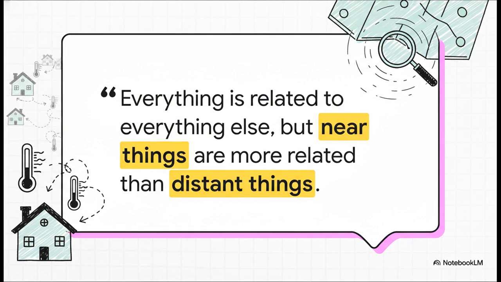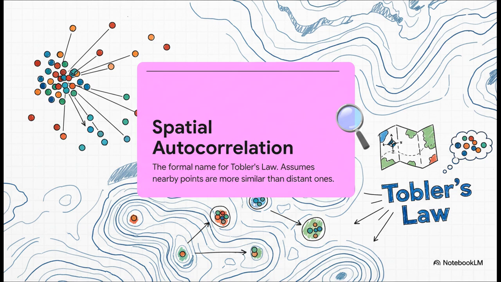The house next door is probably more like your house than one across town. This simple, powerful idea is the bedrock of everything we're doing. It's what gives us permission to even try to guess what's happening in those empty spaces. Now, if you want the fancy technical term for this, it's called spatial autocorrelation. All that means is that the data isn't just a random shotgun blast of points on a map. There's a structure to it. There's a pattern. And because of that pattern, because near things are more alike, we can actually make a pretty good, educated guess about the places we haven't measured.